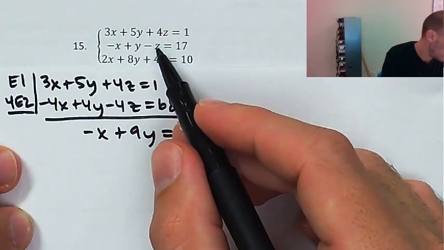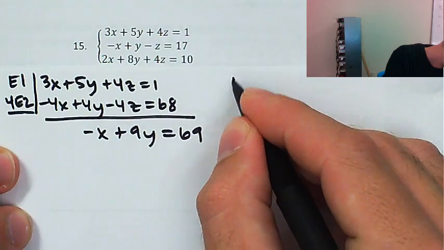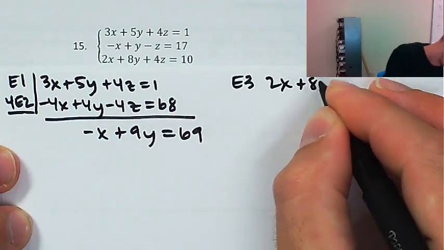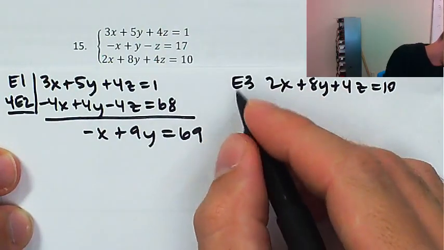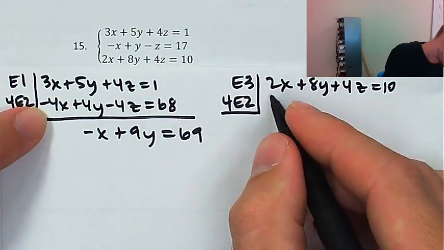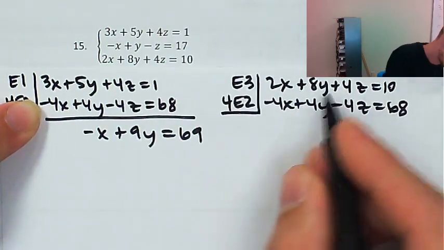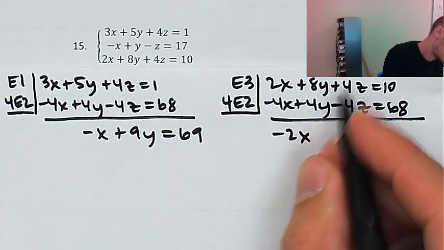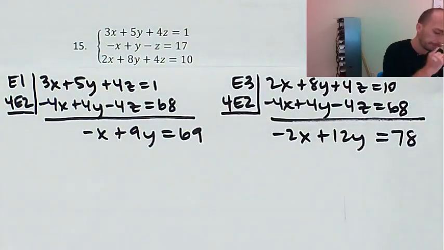And then if I want to eliminate z out of equation 3, I'm going to take equation 3, and I'll just copy that. Plus 8y plus 4z equals 10. Is that visible to you? Yes, just barely. And 4 of equation 2. It's going to be -4x plus 4y minus 4z equals 68. Add all this stuff together. I'm getting -2x plus 12y, no z's though, equals 78.